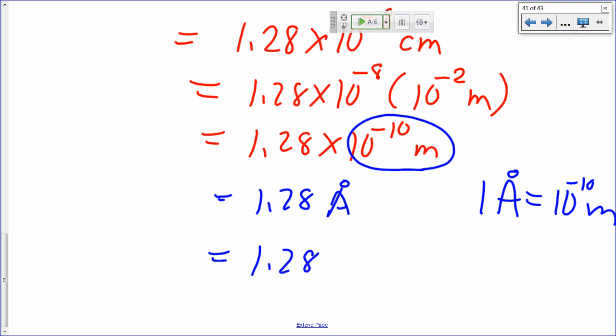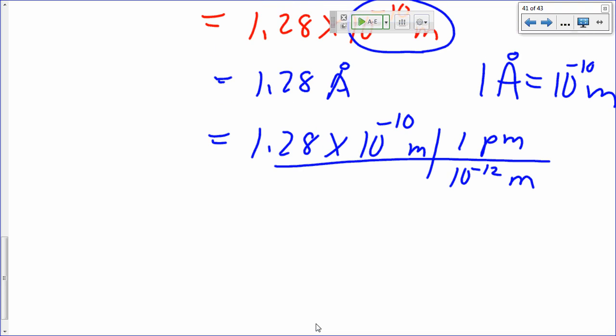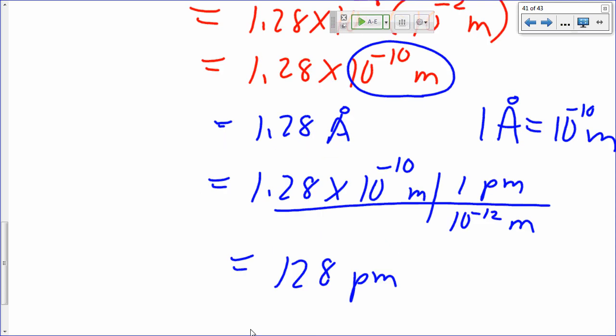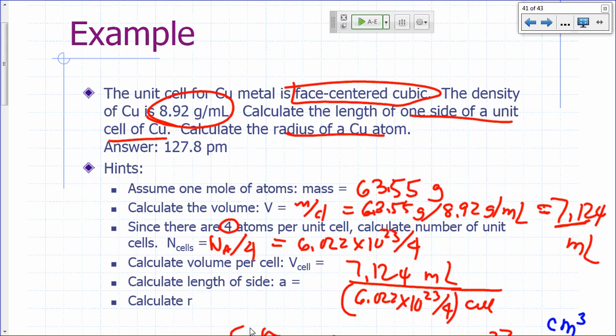Okay, now what is that in picometers? That's 1.28 times 10 to the negative 10 meters. So how do I change meters to picometers? 1 picometer is 10 to the negative 12 meters. So to go from angstroms to picometers, effectively you just multiply by 100. That's 128 picometers. Okay, so that would be the radius of your copper atom. 127.8.